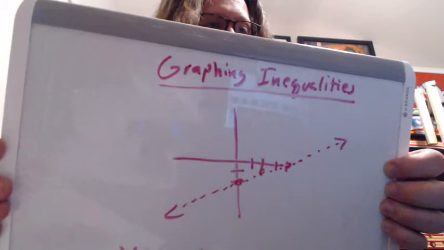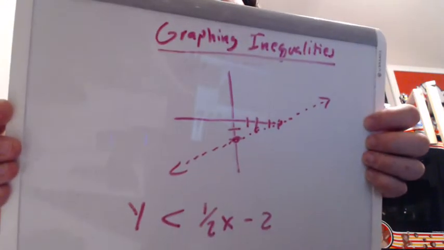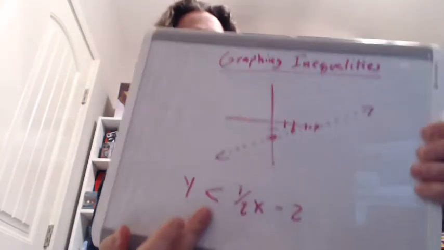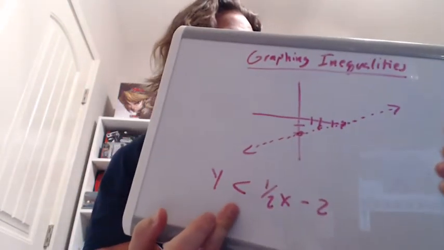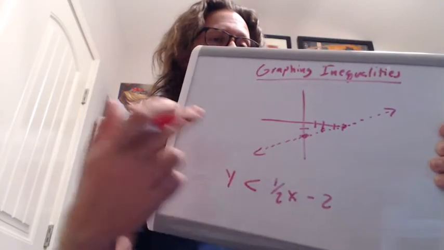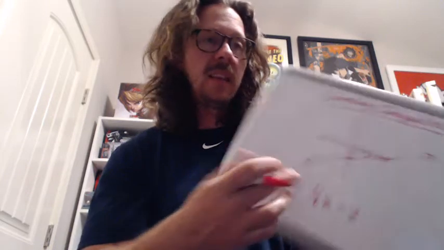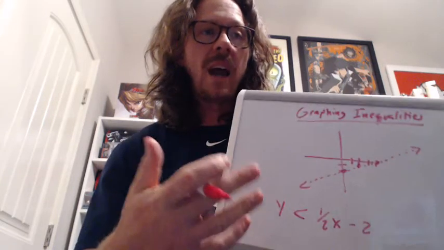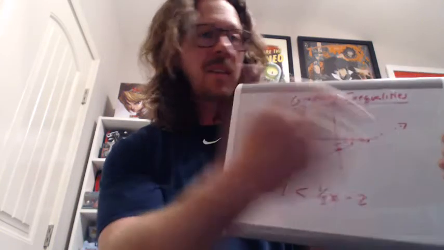You notice anything different about that line? I made it just a dotted line, okay? Now here's why it's just a dotted line. You see this sign right here? It was just less than, right? If it's just less than or greater than, it has to be a dotted line because basically the points on the line make it equal, right? If it doesn't say or equal, the points on the line actually don't work, okay?